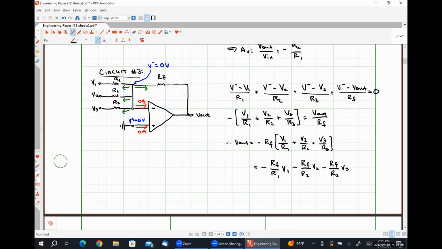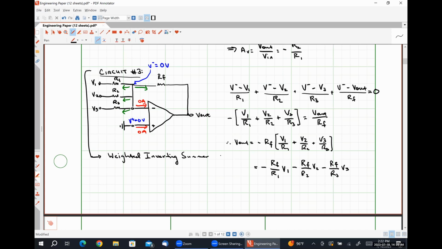So this is what's known, I'll put the name down here, as a weighted inverting summer. Weighted because each individual input signal is scaled by a different amount. Inverting because the polarity of the output signal is opposite that of the input signal, and summer because it is effectively adding these inputs together.